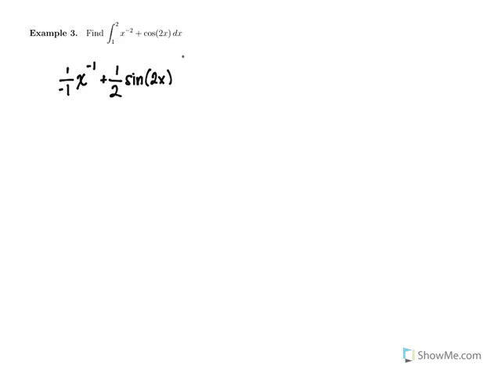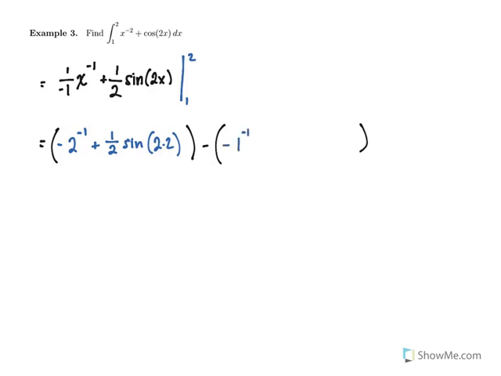And we're going to evaluate from 1 to 2. That means that we are going to plug in the top bound, and we're going to subtract off plugging in the bottom bound. So the top bound is going to be a -2 to the -1 plus 1/2 sine 2 times 2. And the bottom bound is going to be a -1 to the -1 plus 1/2 sine of 2 times 1.